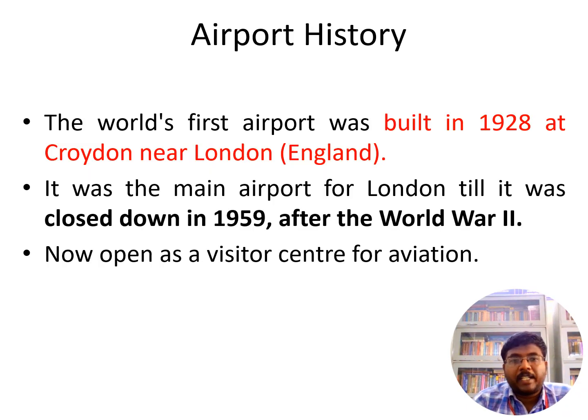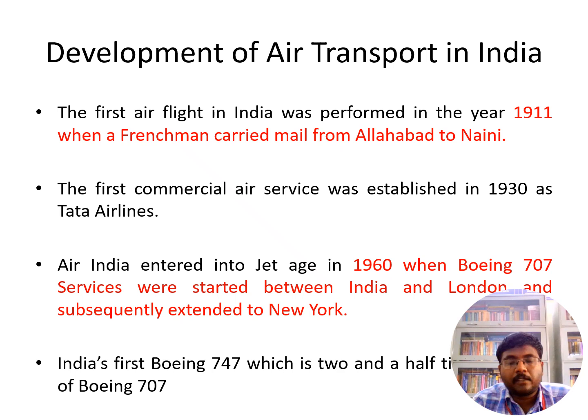Next we see the airport history. In the world, the first airport was built in 1928 in London. It was the main airport for London until it was closed down in 1959, after World War II. Next we see the development of air transport in India. The first air freight in India was performed in the year 1911, when a Frenchman carried mail from Allahabad to Naini. The first commercial air service was established in the year 1930 with the help of Tata Airline.